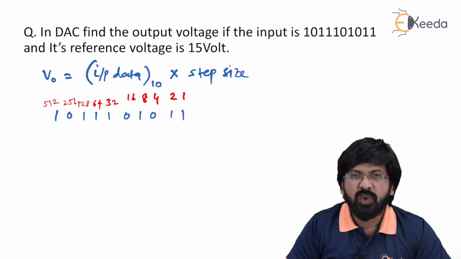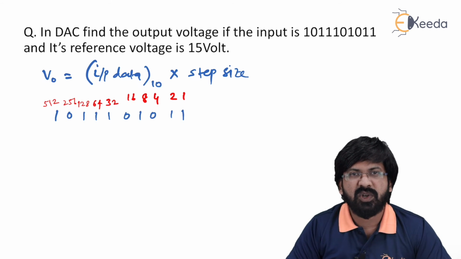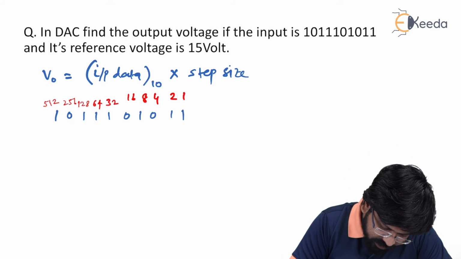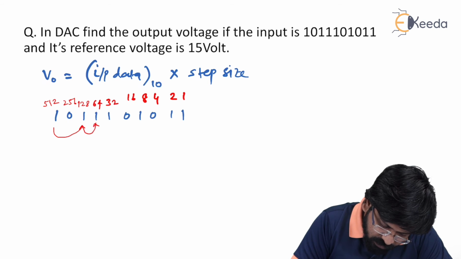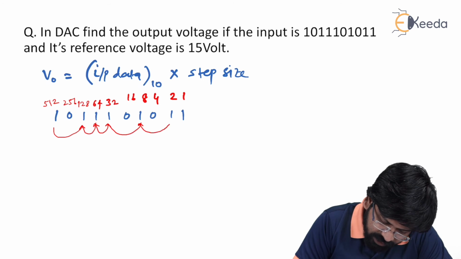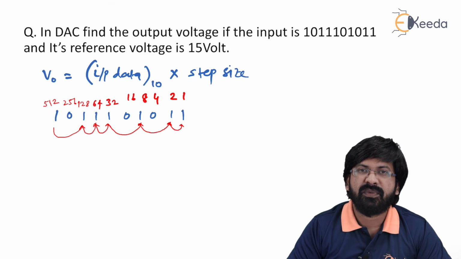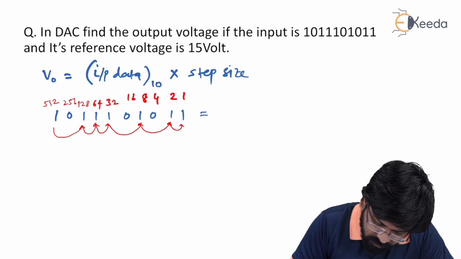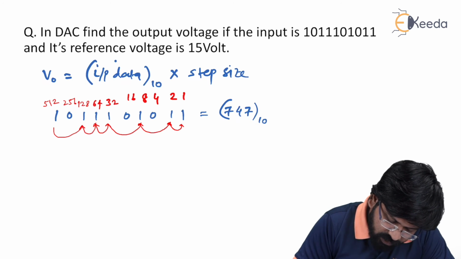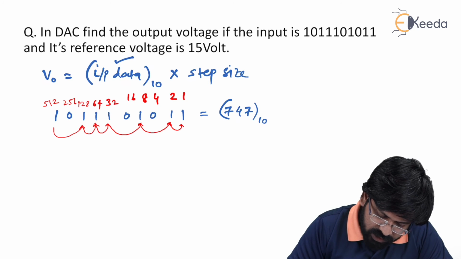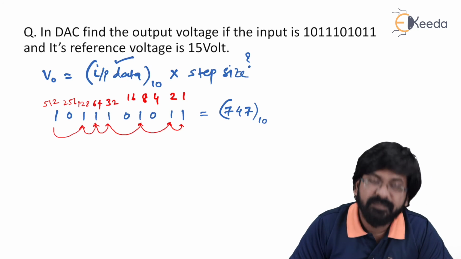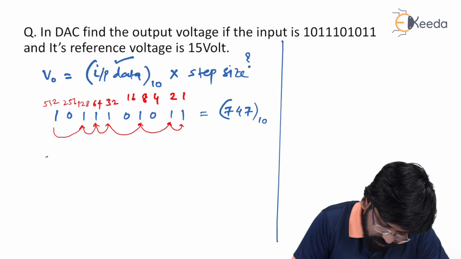Now add only those weights below which it is logic 1. So you will add 512 with 128 with 64, then add 32, then add 8, then add 2, then add 1. If you do so, you'll get the answer as 747 to the base 10. So now we have already calculated the input data. To get the output voltage, the step size is a question mark for us. So let's calculate the step size now.